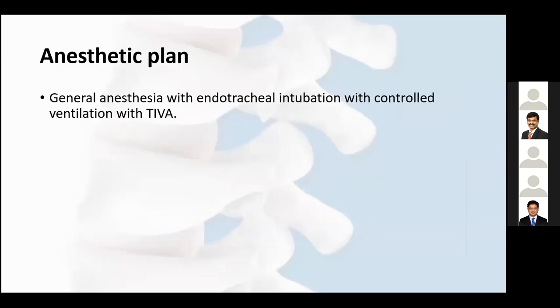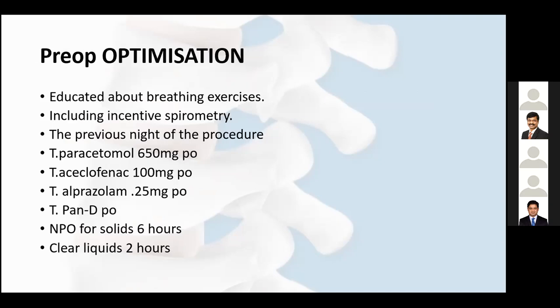The anesthetic plan was general anesthesia with endotracheal intubation with controlled ventilation with total intravenous anesthesia with target controlled infusion. For pre-op optimization, the patient was educated about breathing exercises, including incentive spirometry. The previous night, tablet paracetamol 650 milligram per oral, tablet aceclofenac 100 milligram per oral, alprazolam 0.25 milligram per oral, and a pantoprazole with domperidone combination was given per oral.